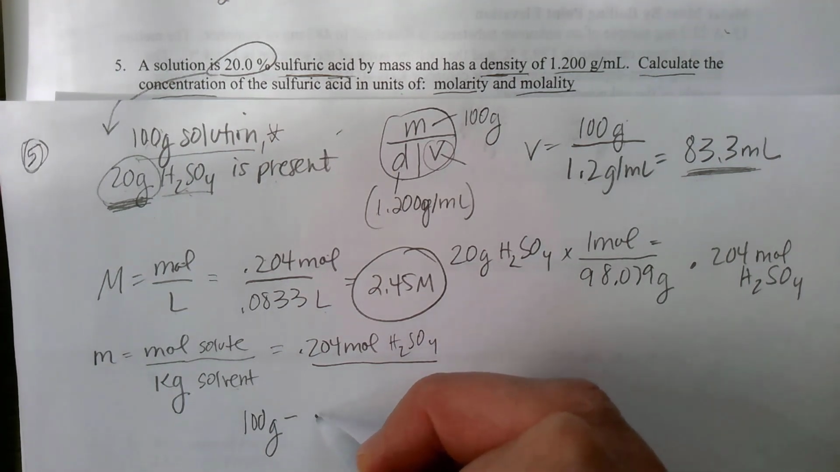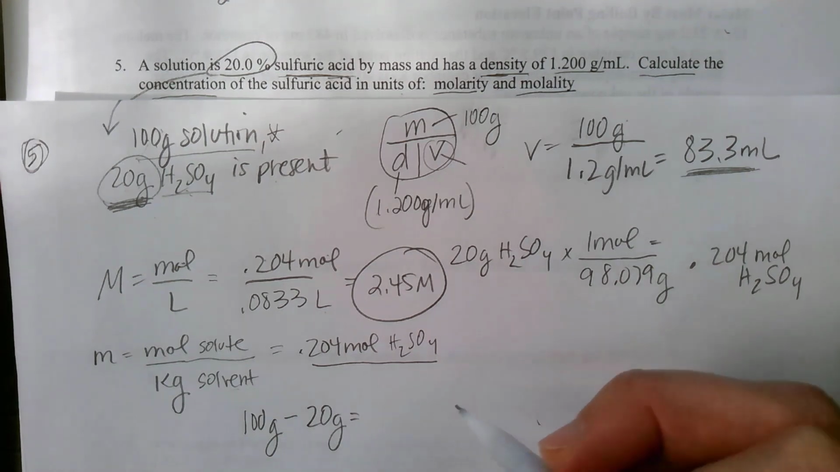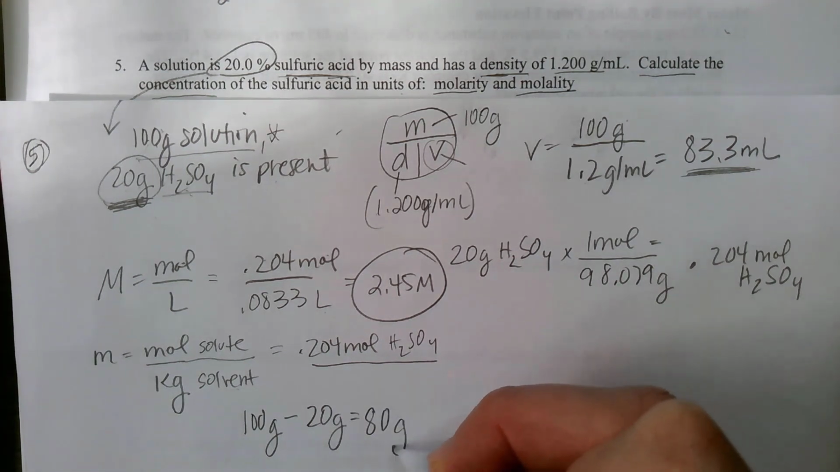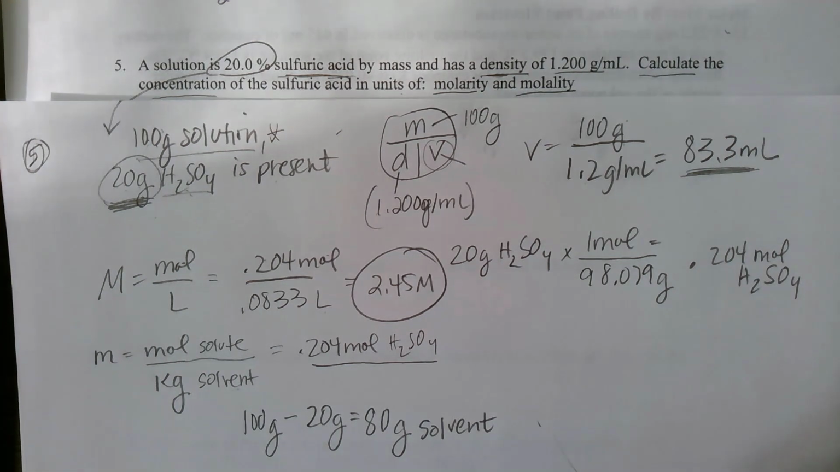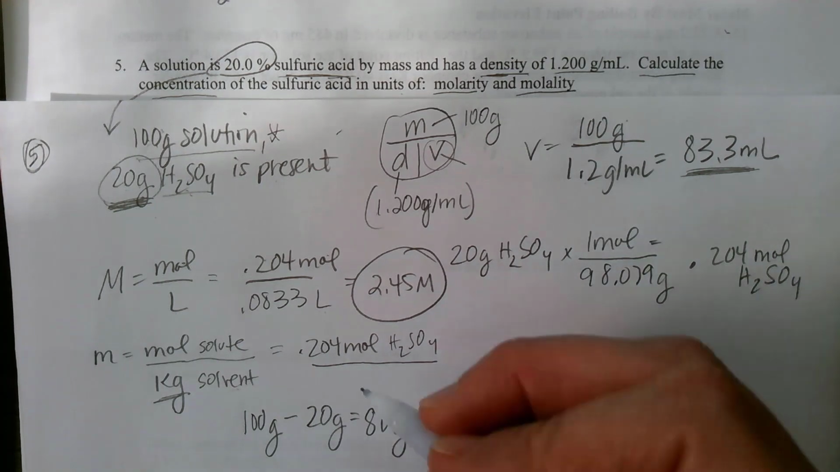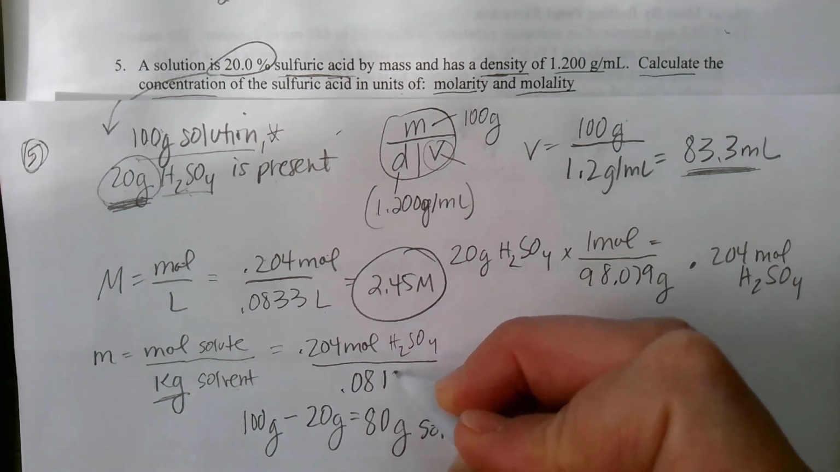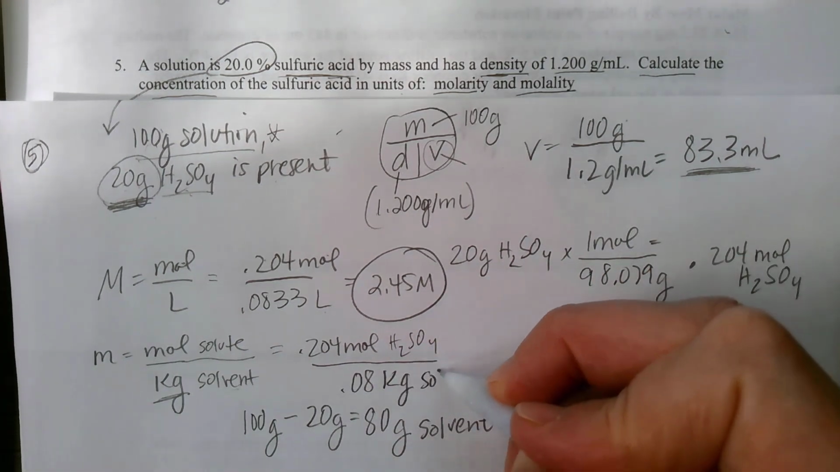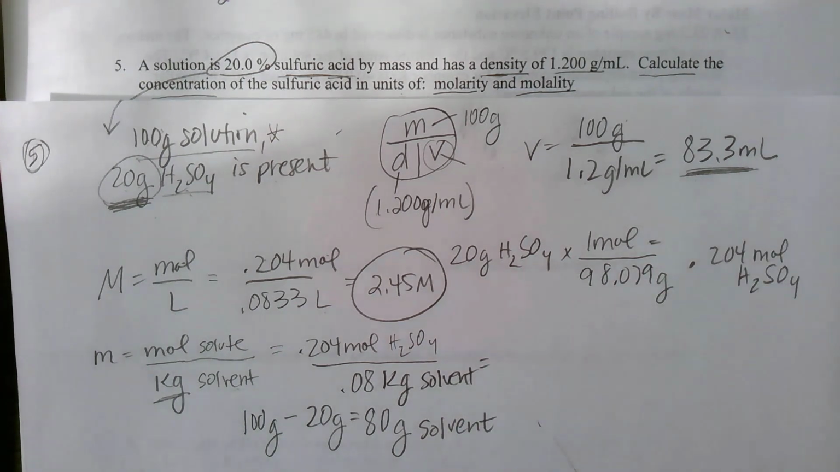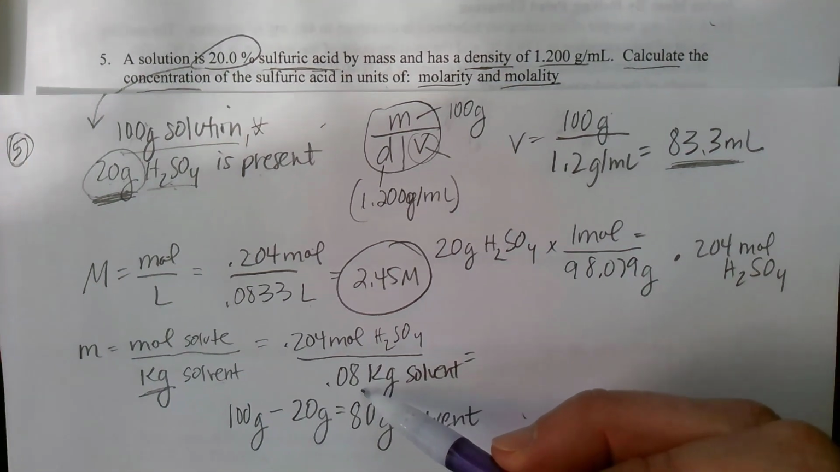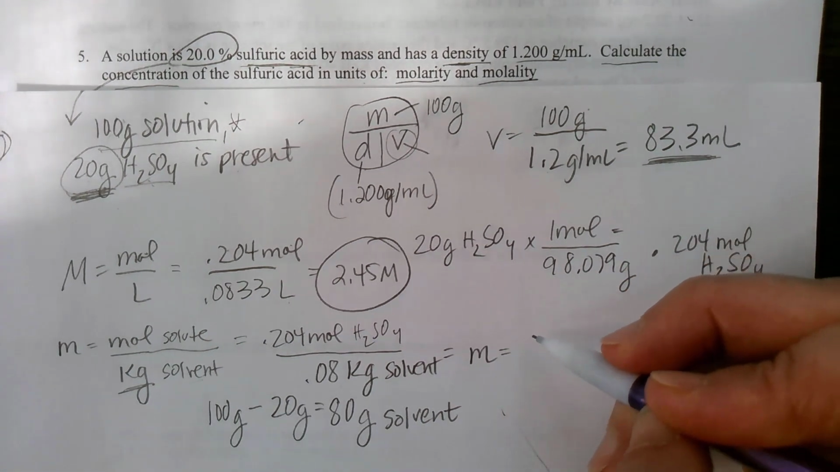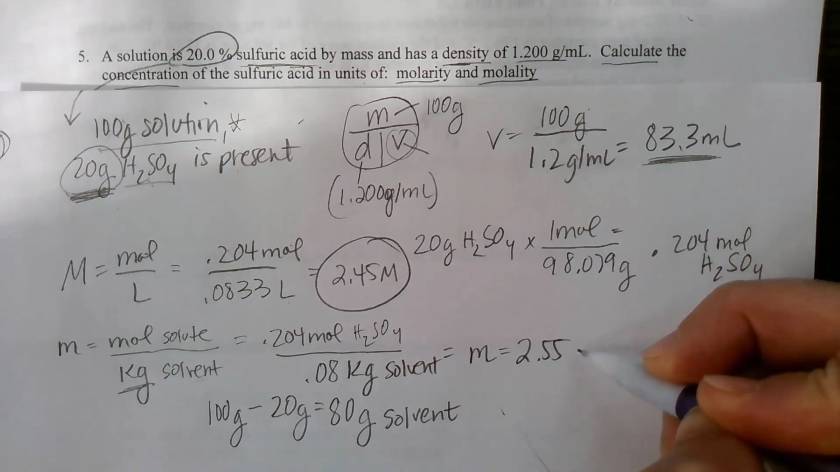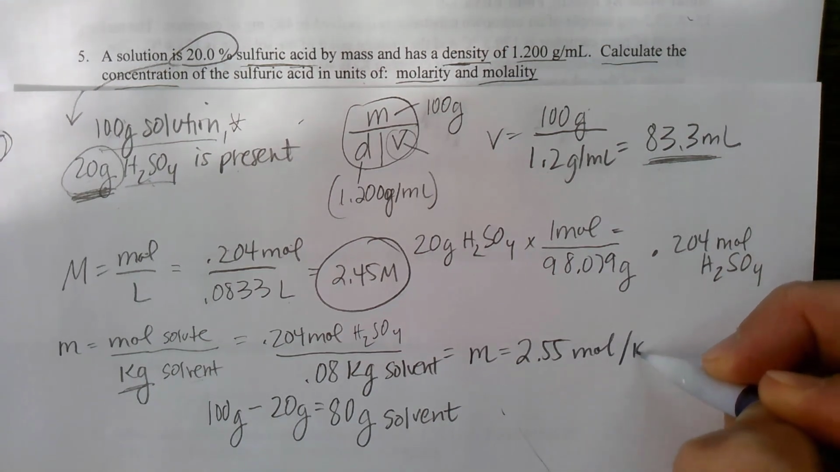100 grams minus 20 grams, that was my acid. So I have 80 grams of my solvent. Now let's go from grams to kilograms. We'll divide this by 1,000, which would be 0.08 kilograms of the solvent. So 0.204 divided by 0.08 should give me a molality of 2.55 moles per kilogram.